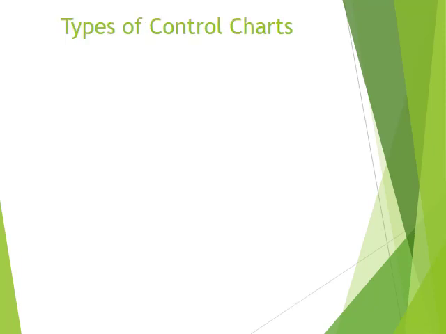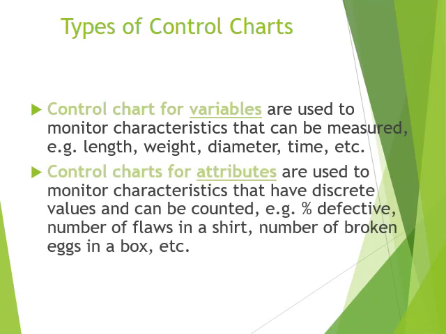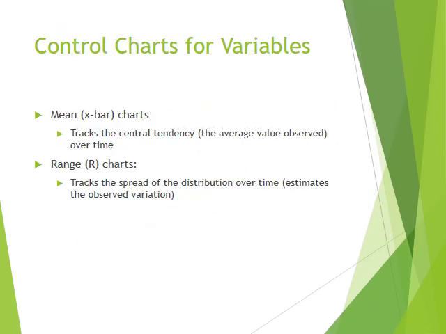Okay, they have a few types of control chart. First, control charts for variables are used to monitor characteristics that can be measured, for instance length, weight, diameter, time, and so on. Second, control charts for attributes are used to monitor characteristics that have discrete values and can be counted. Examples: defectives, number of flaws in a shirt, number of broken eggs in a box, and so on.